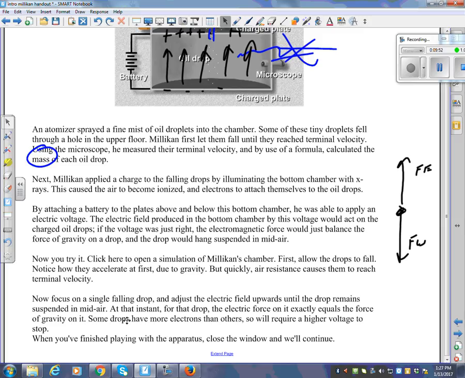So focus on the single falling drop. Adjust the electric field upwards until the drop remains suspended in midair. At that instant for the drop, the electric force on it exactly equals the force of gravity on it. Some drops have more electrons than others, so will require a higher voltage to stop. Once you're finished playing with the apparatus, close the window.